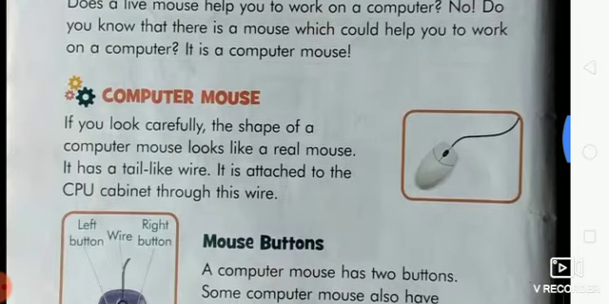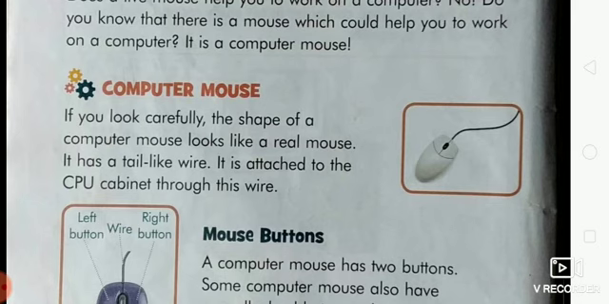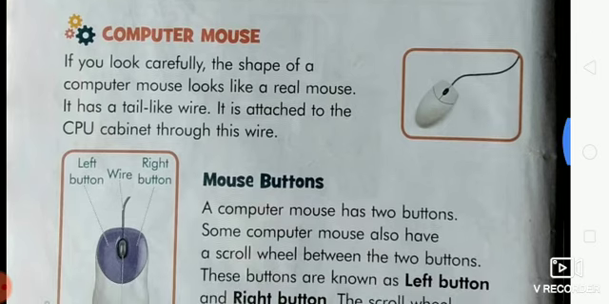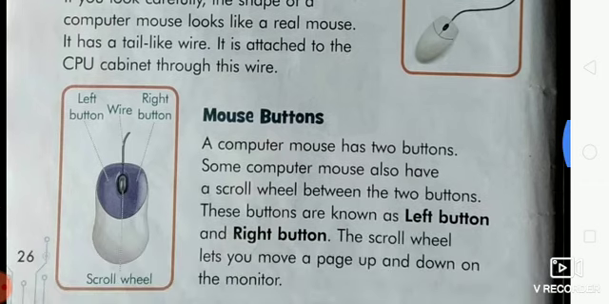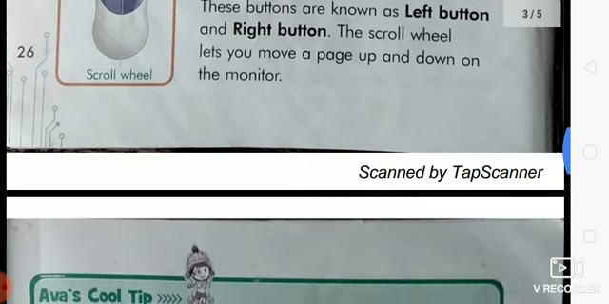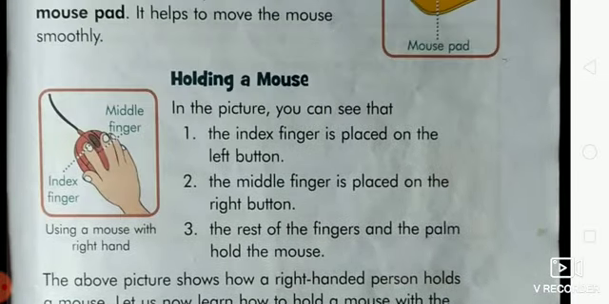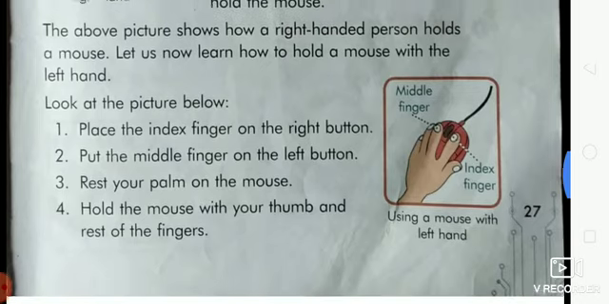As you all know, in our previous video we had covered some topics of this chapter, such as the computer mouse. We had learned how a computer mouse looks, and we had also learned about mouse buttons. We also learned how a person will hold a mouse: how a right-handed person will hold a mouse and how a left-handed person will hold a mouse.